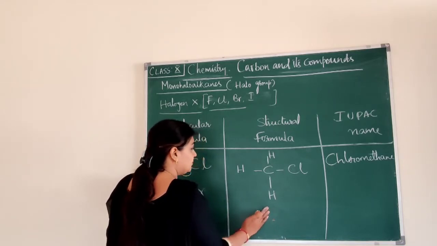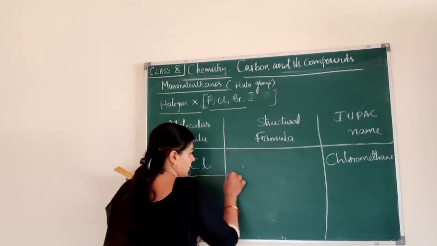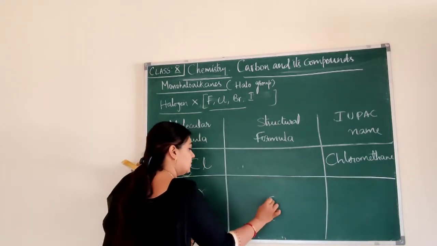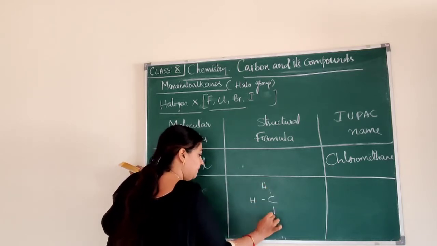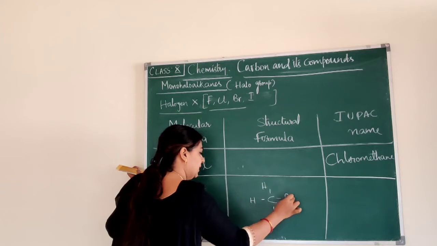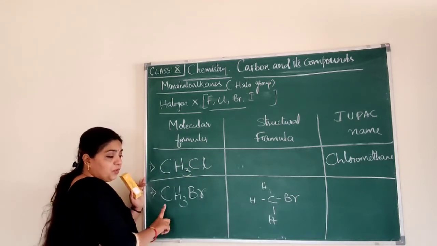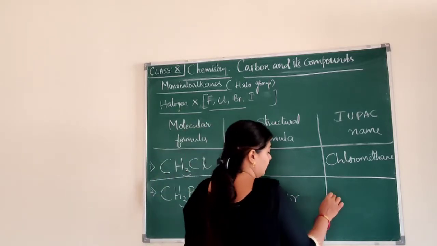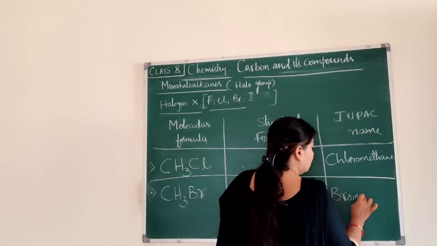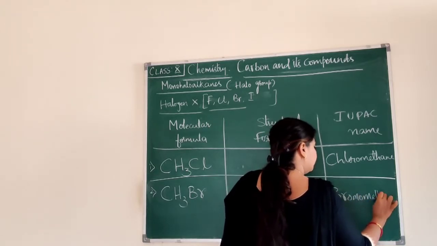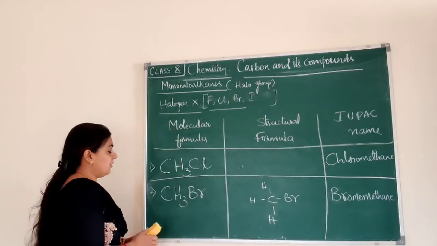Let me clean this up so that I get space to write. So this will be the same thing, CH3Br. CH3Br is the structural formula of bromomethane. I'm sorry, bromomethane. Okay. Yes. So this is how we write.